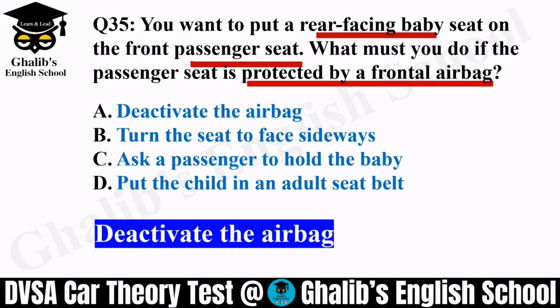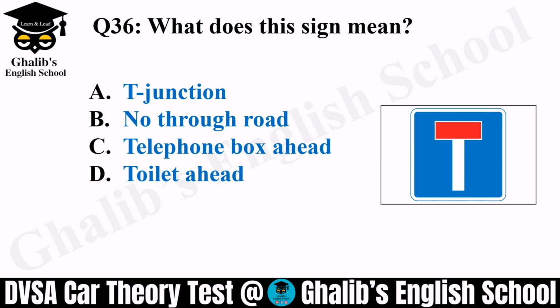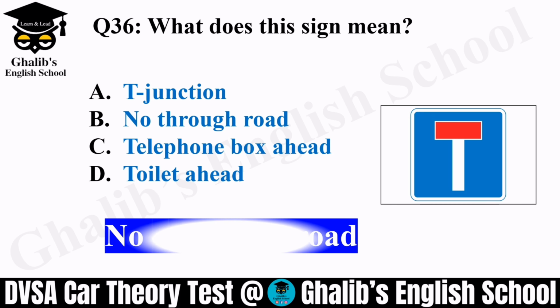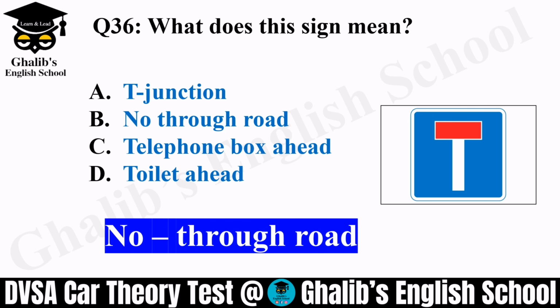Question 36. What does this sign mean? T-junction, no through road, telephone box ahead, toilet ahead. The correct option is no through road. So this sign is used for no through road.